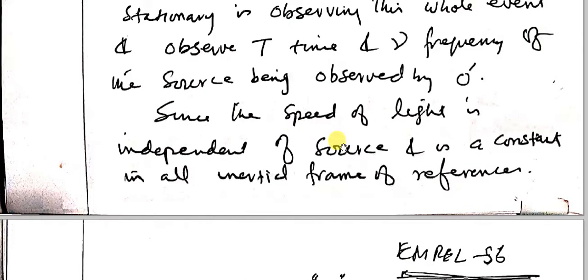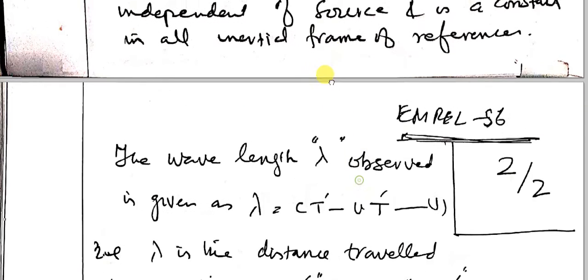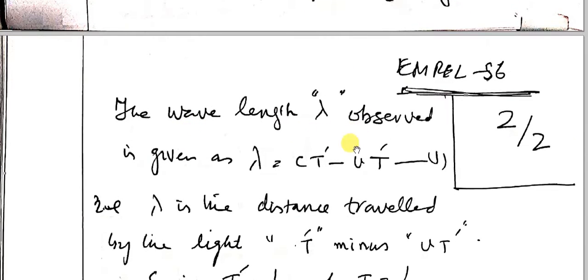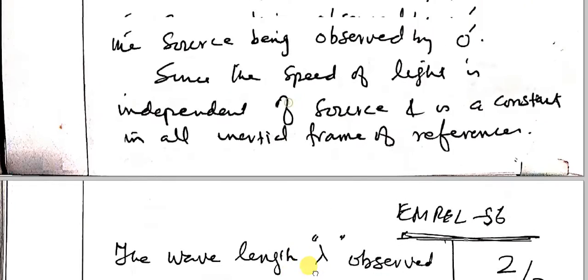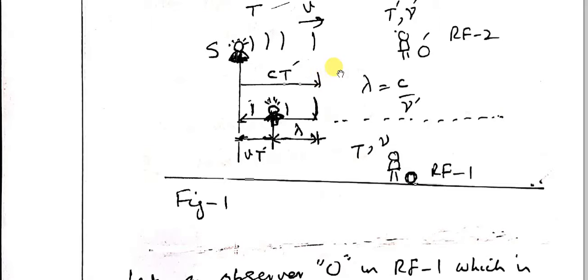Since the speed of light is independent of the source and is constant in all inertial frames of reference, the wavelength lambda observed is given by lambda equal to c t prime minus v t prime. Here c t prime is the total distance traveled by the light, and v t prime is the distance moved by the source with the velocity v. The lambda is the one wavelength. If some frequency is being generated, then the wavelength will be equal to c t prime minus v t prime.